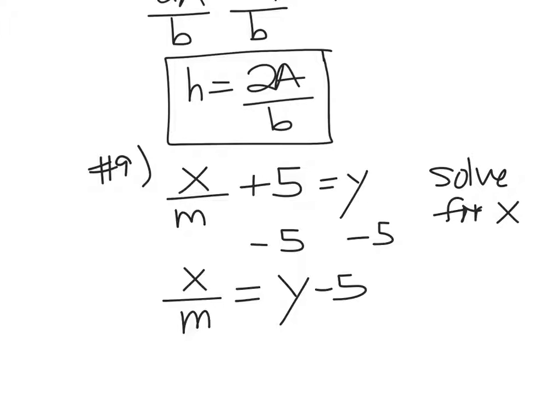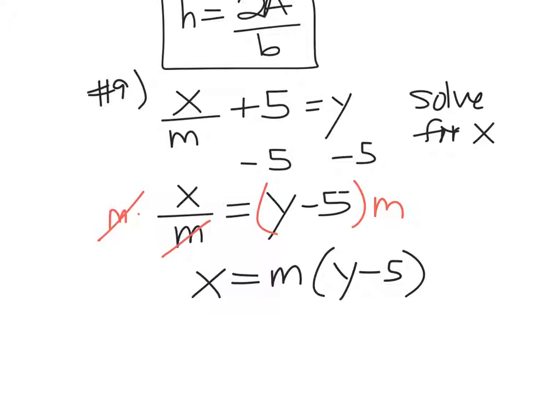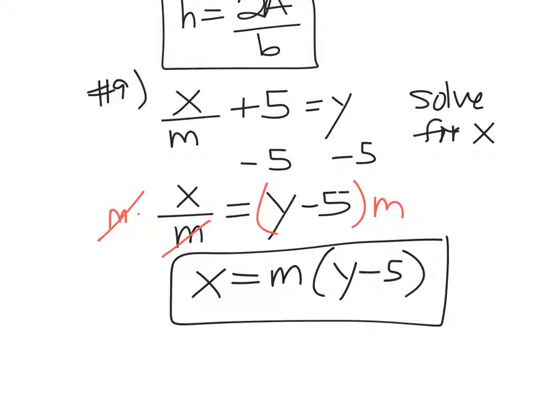Now we need to multiply both sides of the equation by m. Be careful here. When you multiply both sides by m, over here you're going to need parentheses. You have to multiply the entire side by m, and people will forget that. So these m's are gone. Your answer would be x equals m times (y minus 5), and a lot of people like to move the m to the front. You do not have to distribute. You can, it's not wrong, but you can just leave it like that.